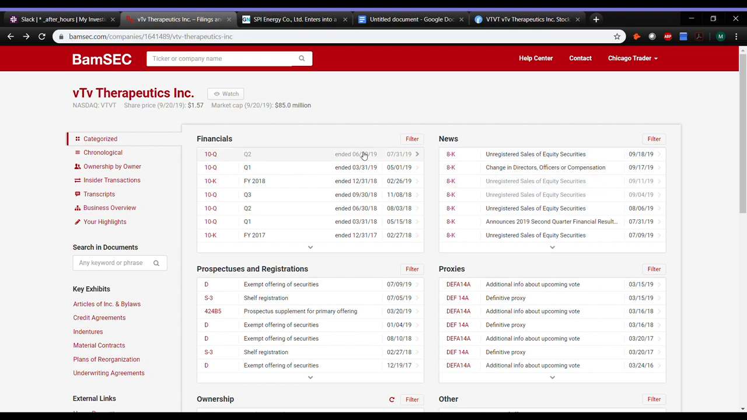So one of the things I do is I try to figure out the cash, see if they have any access to an ATM or a credit line, if they have availability to get some cash, if they can dilute, or if they have a way to get money. If they don't, I want to come back here and look at the most recent 8Ks, because a lot of the 8Ks, guys, will have news of contracts or agreements, and they get some money up front.